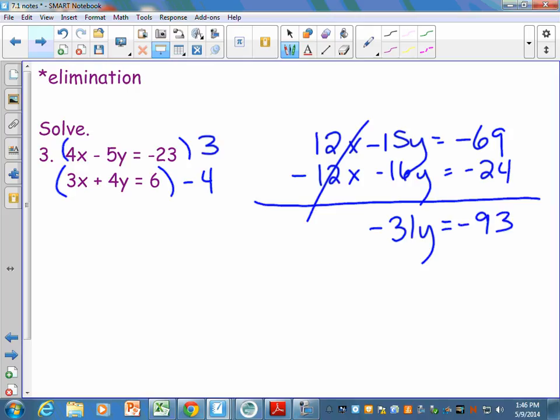A lot of these are going to work out nicely, but just like the first one, don't be scared or don't think that you're wrong if you get a fraction, because we could have fractions also. But this one works out really nice to be y equals 3.